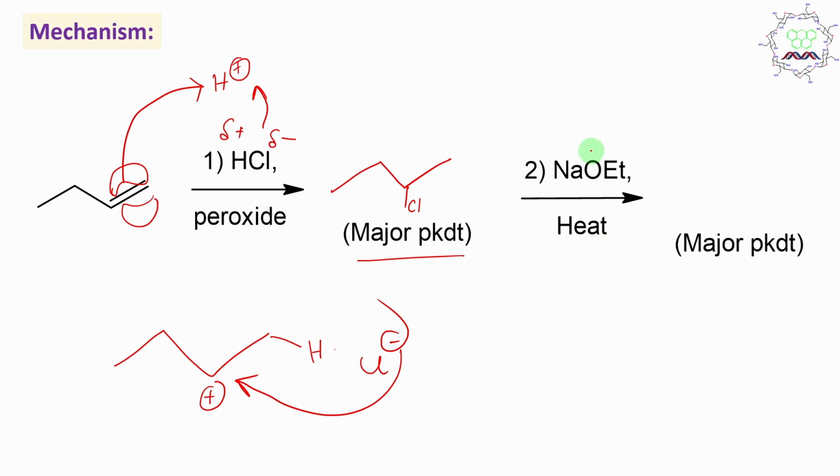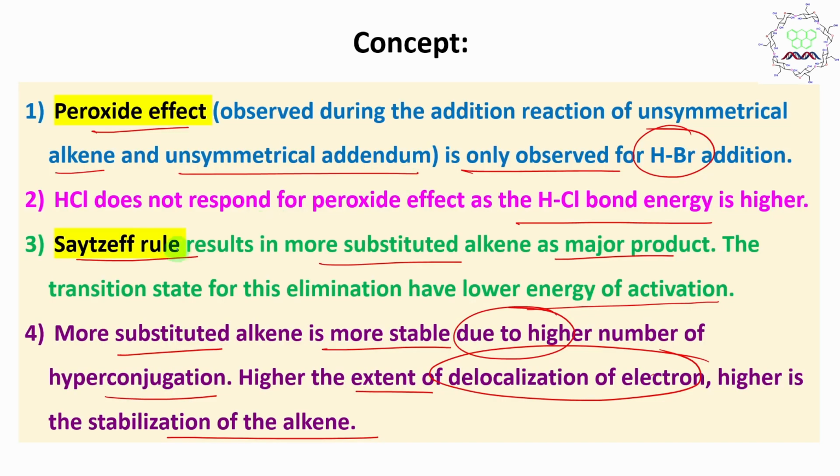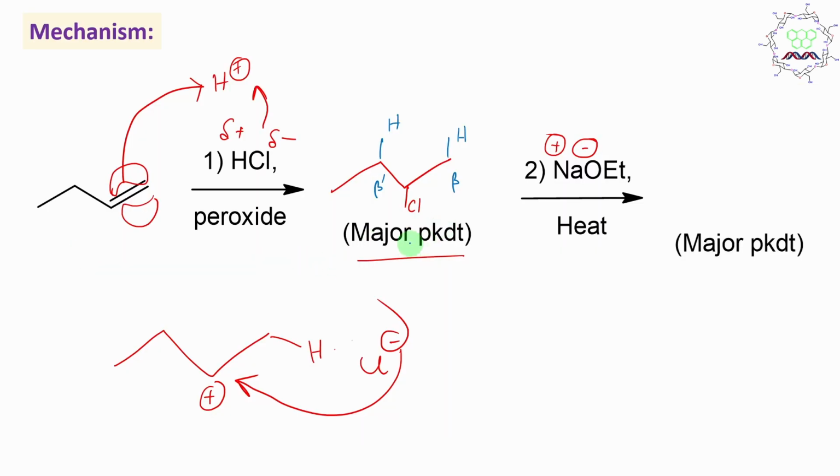Next step, it reacts with NaOEt and heat. So it's an elimination reaction, meaning sodium ethoxide will act as base. Now there are two options you may think. This side beta hydrogen, this is also beta hydrogen. So which one should be abstracted? Now in this case, the Saytzeff rule comes. It says the more stable alkene should be the major product. So obviously it will abstract this proton and ultimately this will come out. I mean E2 pathway. So it will result in the more stable alkene, this one. So this is the right answer, or 2-butene.